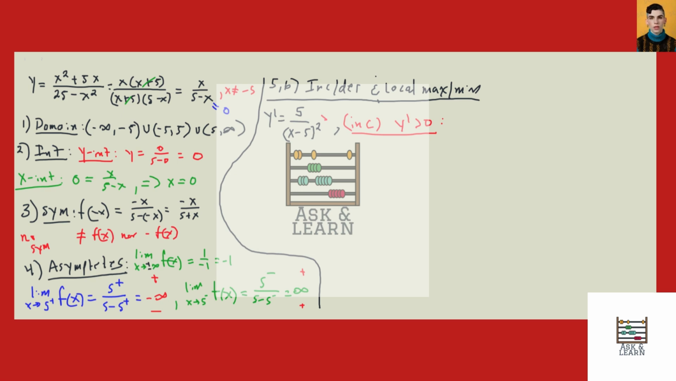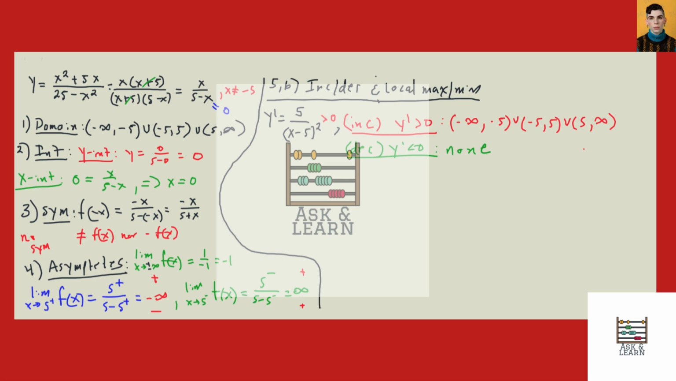So this function here is actually always going to be strictly greater than 0, since the denominator can never make this 0. So this will be negative infinity to negative 5, union negative 5 to 5, union 5 to infinity. And remember, we don't include negative 5 and 5 since they are not in our domain. And so this tells us for where this function is decreasing, there are no intervals of decrease.